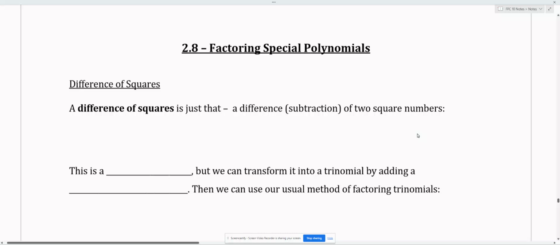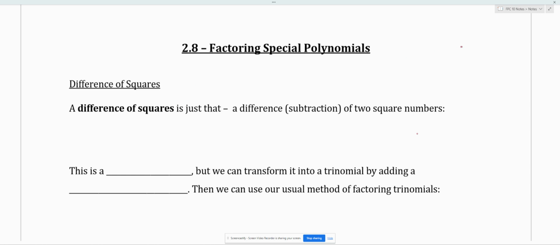All right, folks, we are on our final lesson of 2.8. Let's finish this off. We're going to factor some special polynomials, and one that is really common. You use it a lot in pre-cal 11 especially, is called a difference of squares.